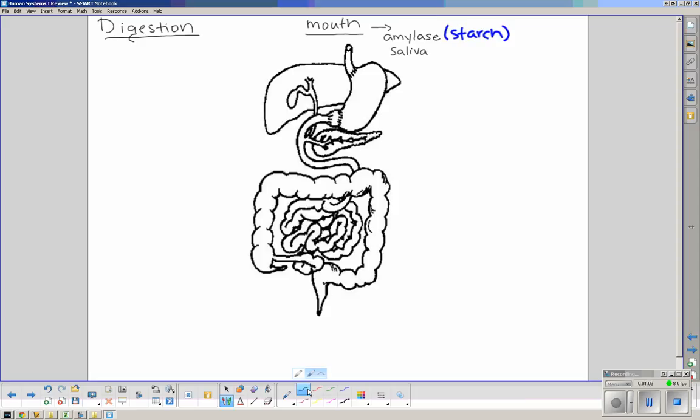As we continue down the tract, we come to the esophagus. The esophagus is a passageway, and in the esophagus is a secretion for lubrication called mucin, but this does not have any physical or chemical breakdown properties. Next stop is the stomach.